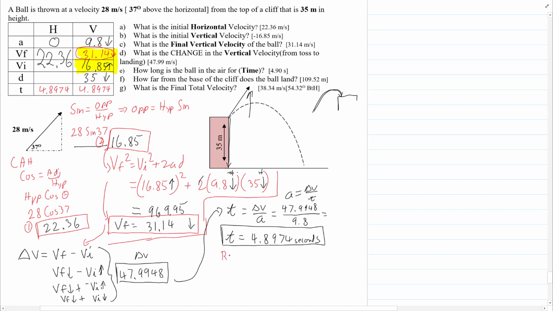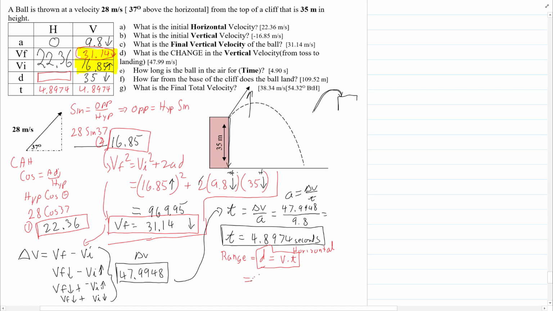The range, which is the horizontal distance, is this number here. And that will be the horizontal distance. And that is going to be velocity times time, because it's constant velocity. That's the only time we can use that formula in this whole question. There it is.